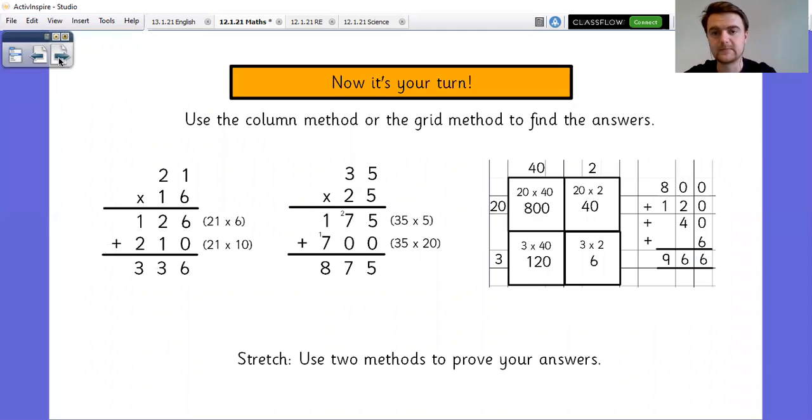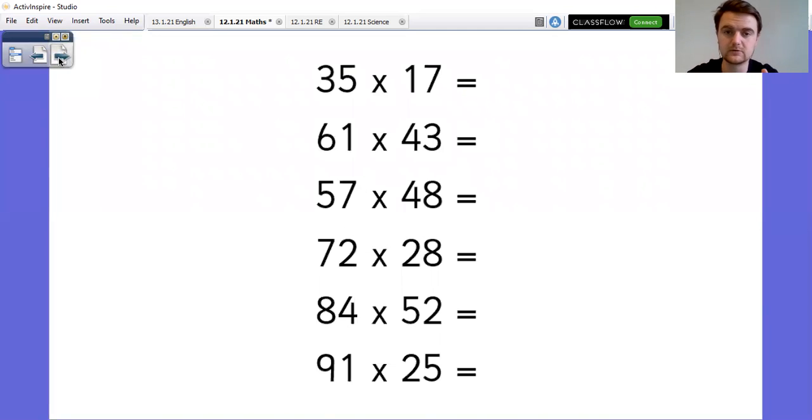So now it's your turn. Can you have a go at using the column method or the grid method to find the answer to these? I would certainly recommend for the first couple of questions at least using both methods so that you can use them to check each other, just in case you made a couple of small mistakes. So here are your arithmetic questions. Pause the screen if you are going to have a go at these.